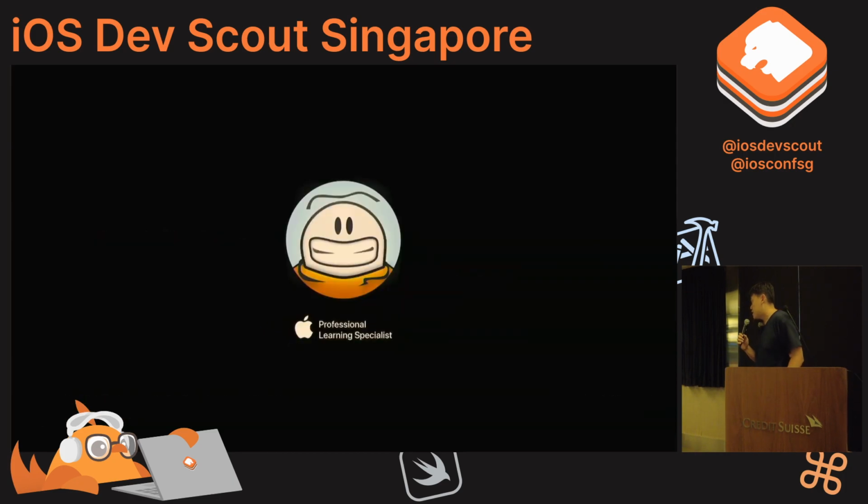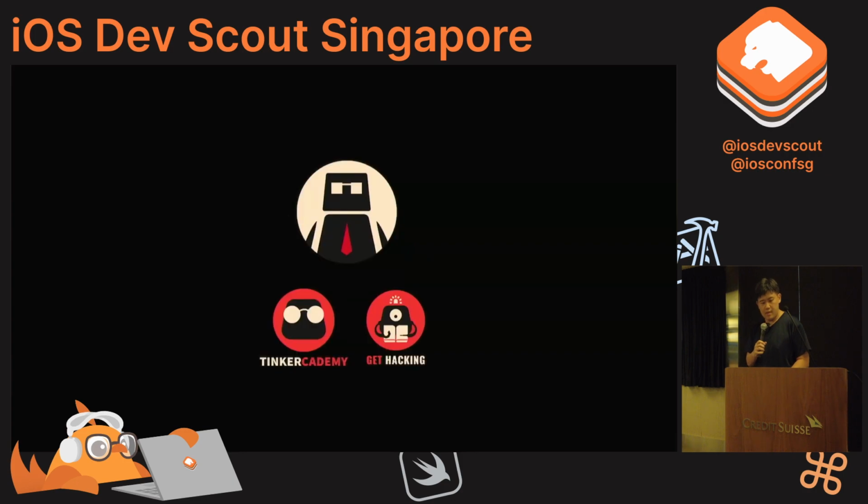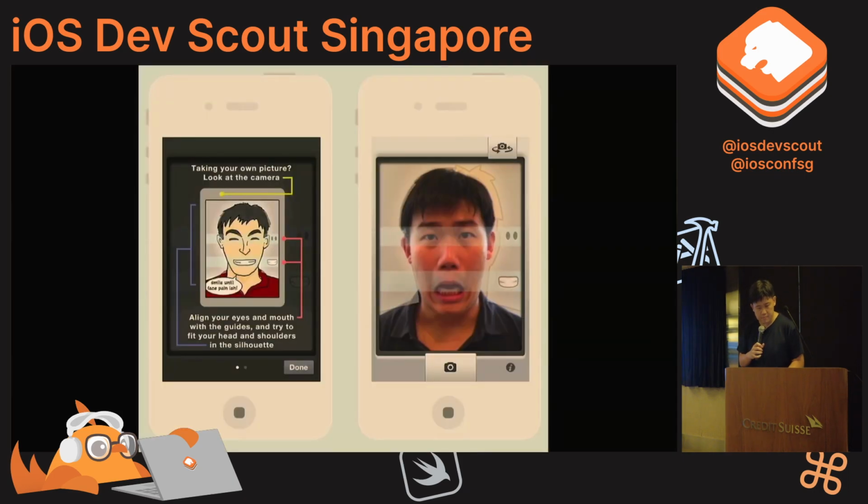All right, so this is me. I'm YJ. I'm an Apple professional learning specialist. I don't work for Apple, but APLSs essentially work with schools. My company is Tinker Tanker. We run courses under our Tinker Academy branding. We sell tech toys and kits under our Get Hacking brand.